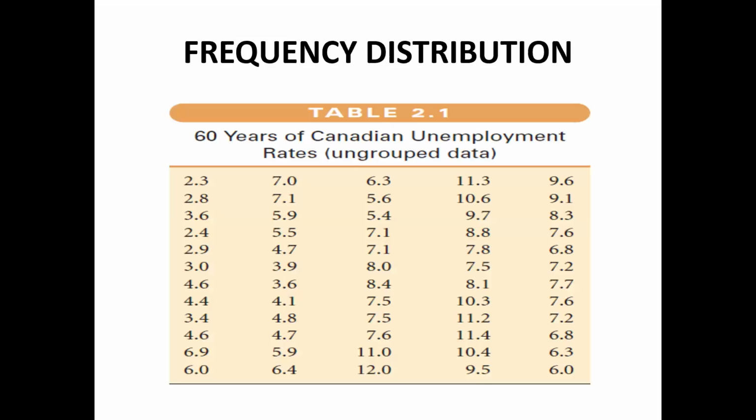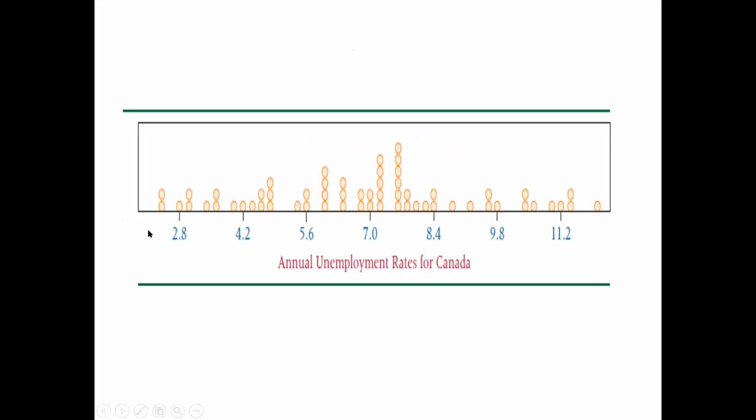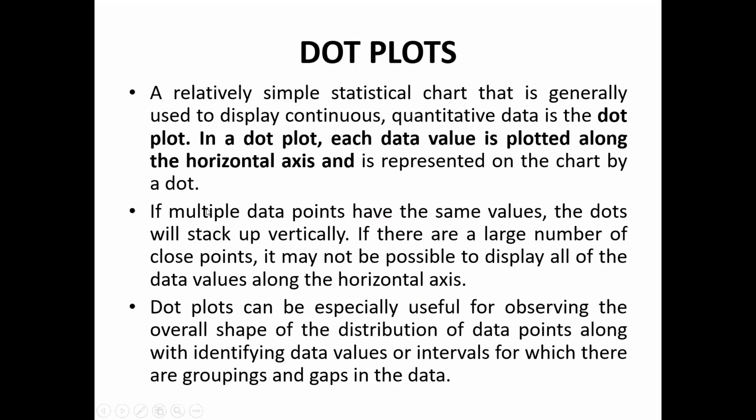dot. So this was the raw data that we saw, the unemployment rates, and you normally write all the values, and above each value you put as many dots as the number of times it repeats. So this is dot plot. That is the reason it is called dot plot. So if multiple data points have the same value, the dots will stack up vertically.